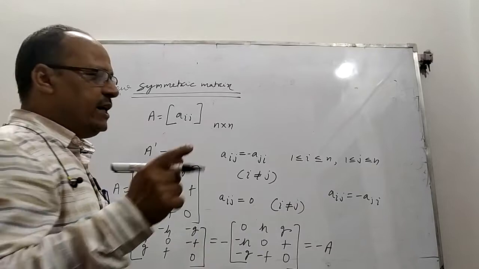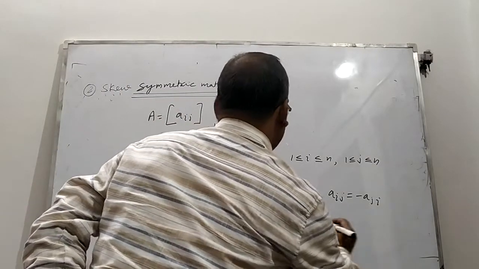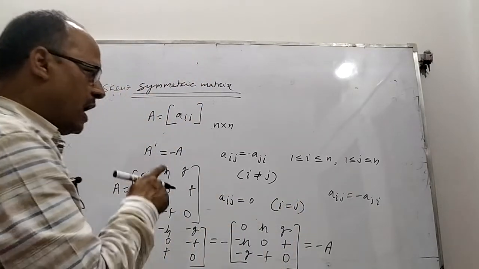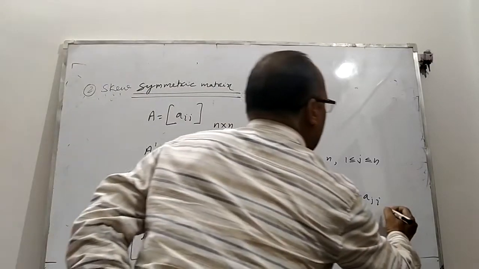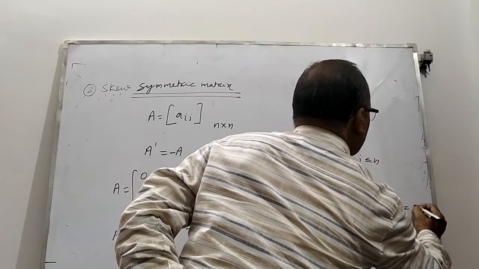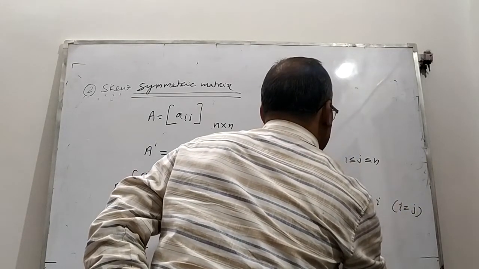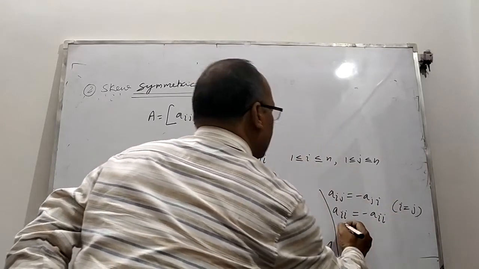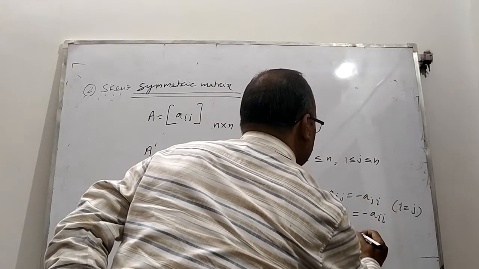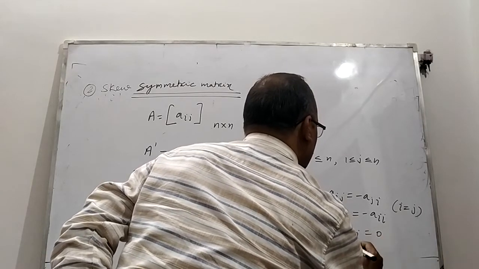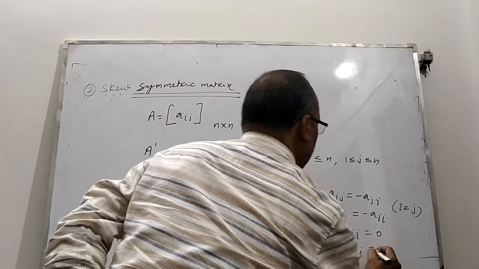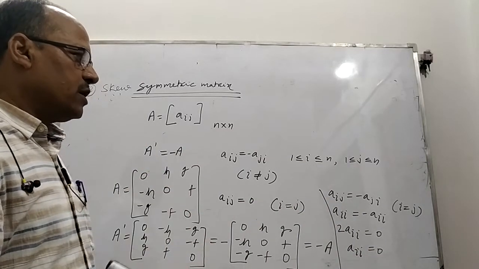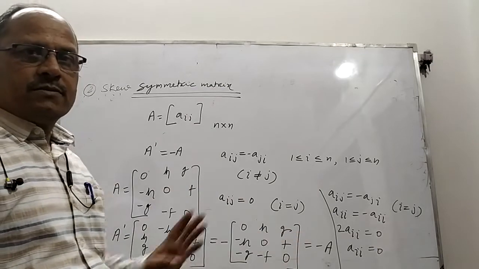Sorry, here it will be I equal to j. Here I equal to j, then Aii equal to minus Aii, then 2Aii equal to 0, so Aii equal to 0. Ii means first row, first column, second row, second column, third row, third column. This is the proof of this.